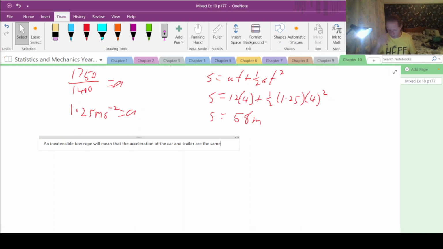Acceleration of the car and trailer are the same, and the tension is the same. Okay, which is what we used doing the calculation. Tension. All right.